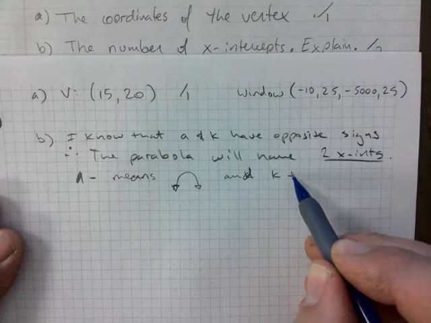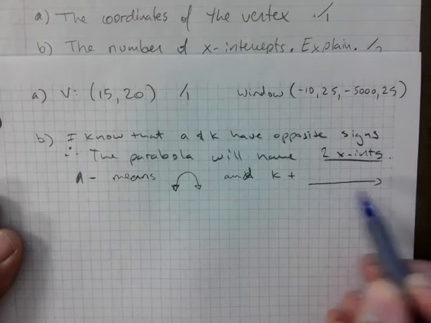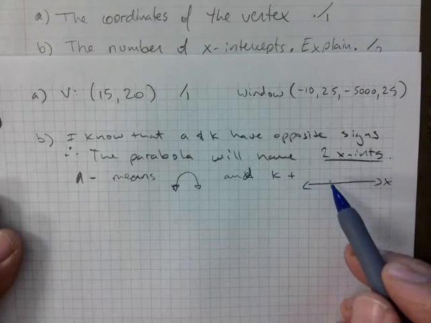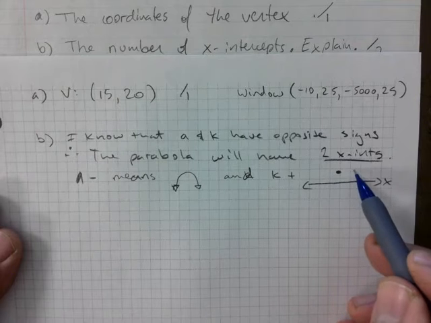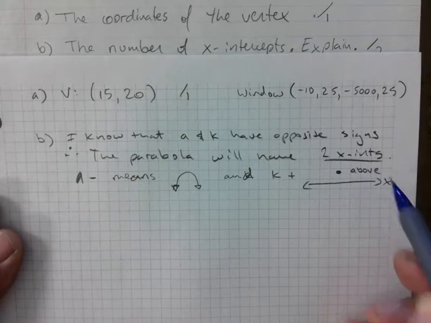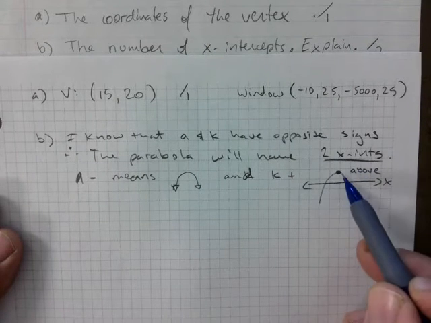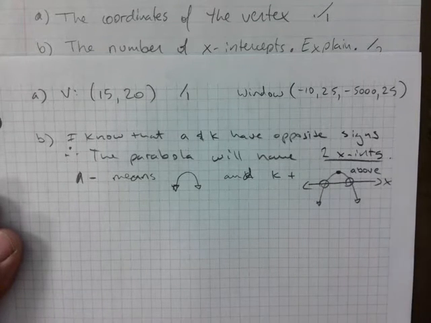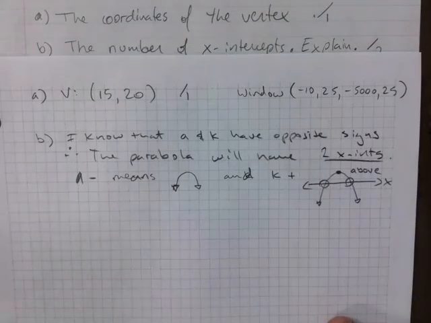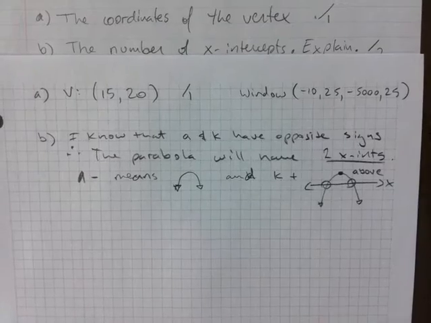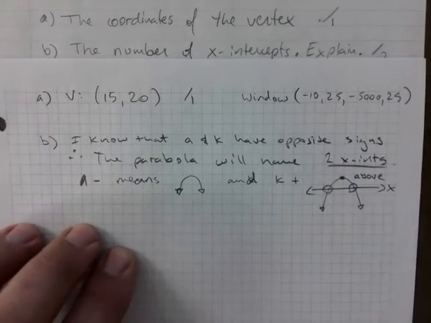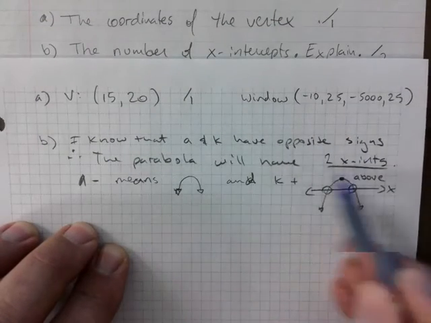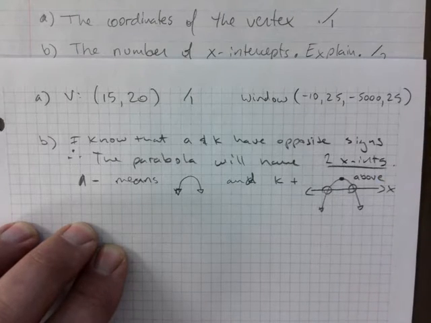k positive, what that means is that if this is my x-axis, I know that the vertex is going to be somewhere above the x-axis. So this is what's going to happen, and it's going to cross it twice, right? So I'm a big fan of diagrams if you want to support your explanation. But I think if you have this part right here, I would give you 2 marks for today.